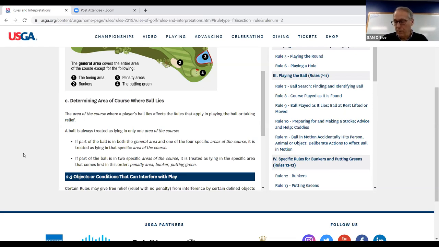Okay, the next definition is putting green. I want to cover that briefly. That's covered by rule 13. Briefly, it's a specially prepared area for putting, and it contains a hole in which the player tries to put the ball. It's a specific area of the course. We generally do not have a problem in determining the edge of a putting green. We have seen some courses where that becomes somewhat difficult, and in such cases we've put down dots around the edge of the putting green to define it.